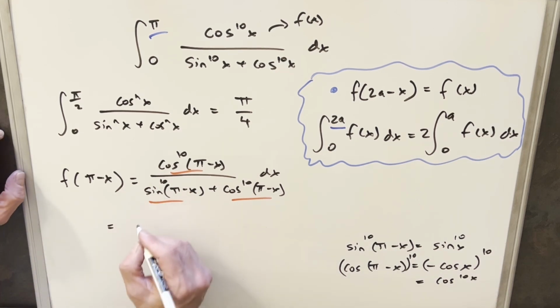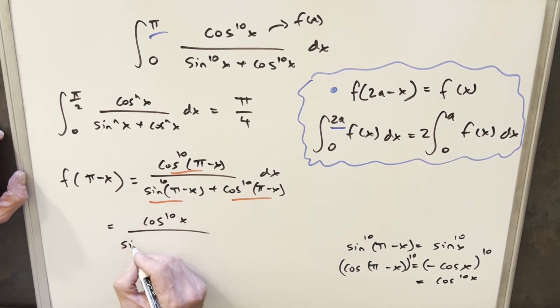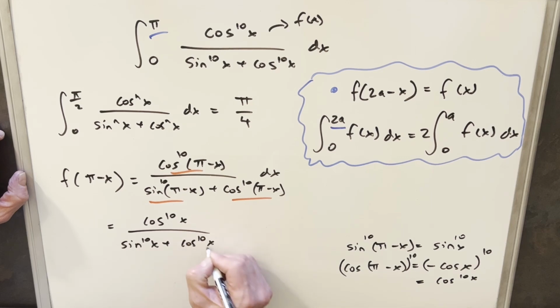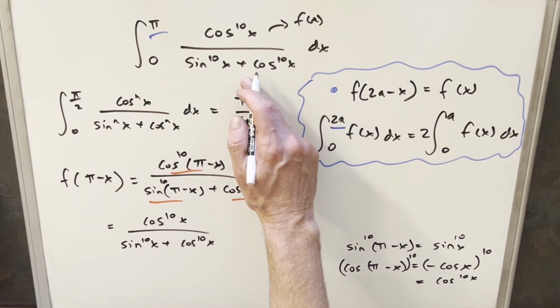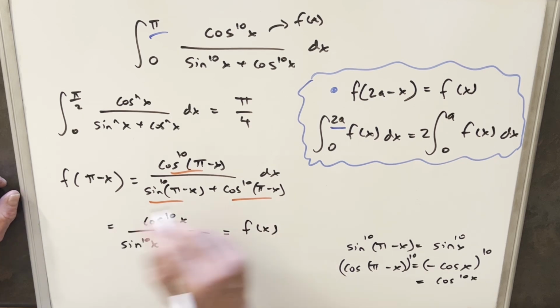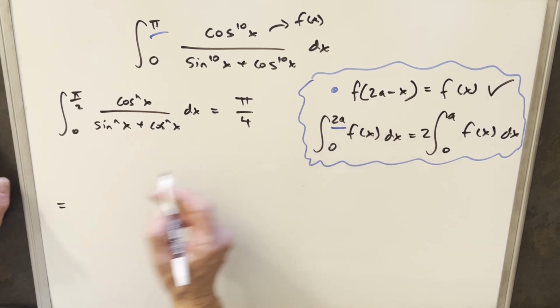So then just plugging in our values here, in the numerator, we're going to have cosine of the 10th x. Here, this is just going to become sine of the 10th x. And then we're going to have cosine of the 10th x again. But notice this is just what we have in our integral. This is just our f of x value. So this check here works. So this is true. So now with this condition satisfied, I can just rewrite the integral.